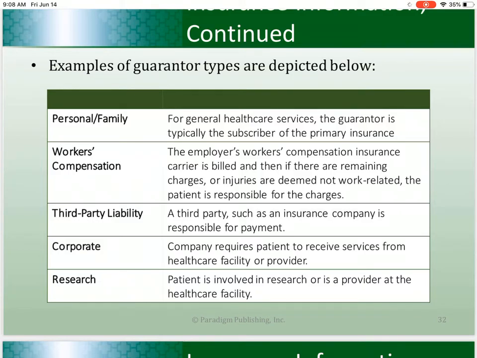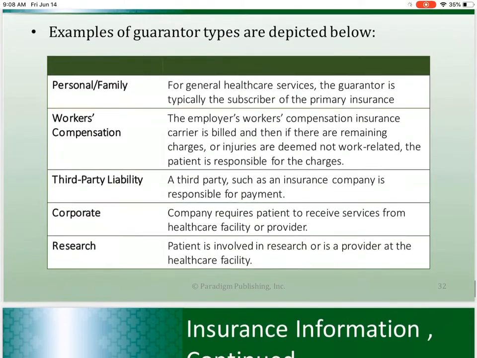You have personal and family. And then you have workers' compensation. We have third-party liability. We have corporate. Then we have research. So you can look through those, the description for each of those.